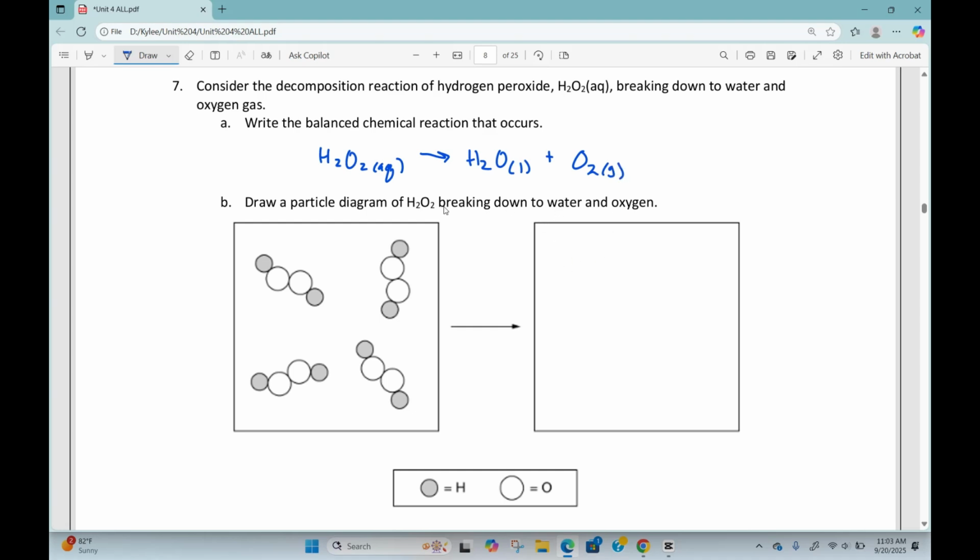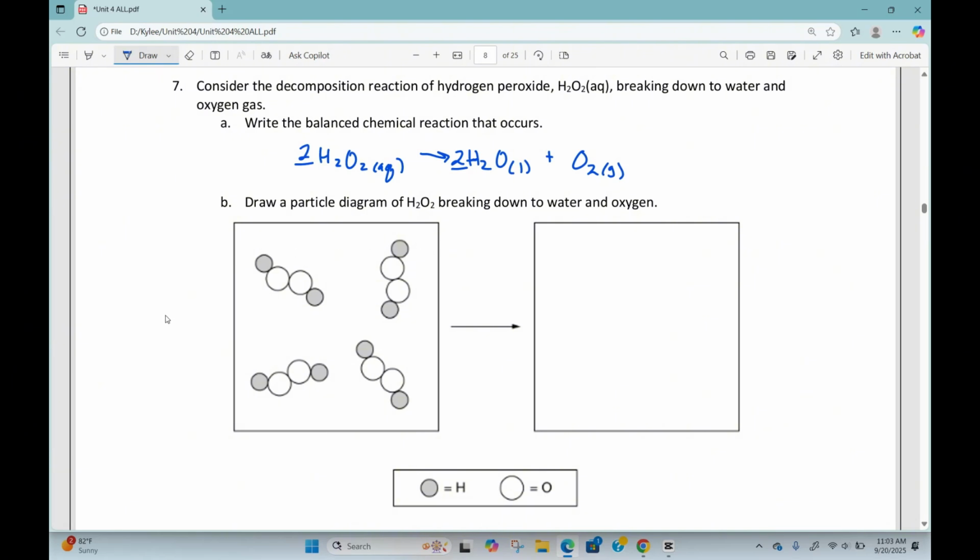I do need to balance this because I do have an uneven number of oxygens on the right side of my equation. I have 1, 2, 3. So I need to get that to an even number. I'm going to put a coefficient of 2 in front of the water. And now that gives me 2 plus 2 more, which is 4. It also gives me 4 hydrogens. So I'll put a coefficient of 2 in front of the peroxide.